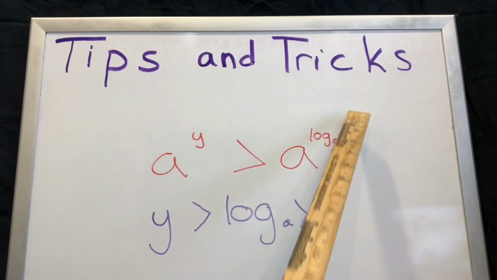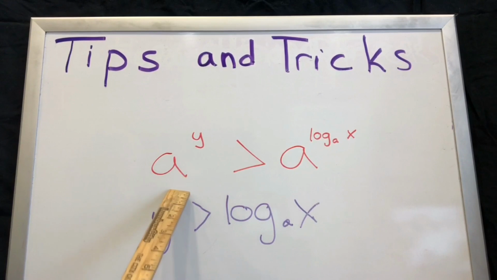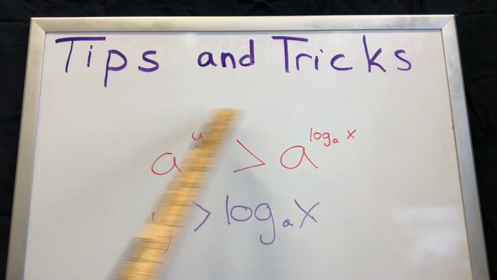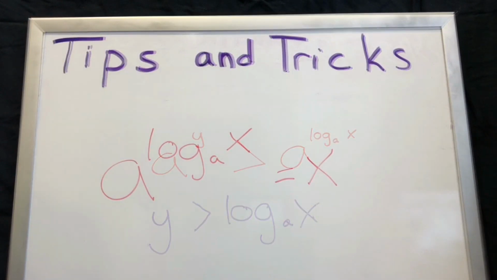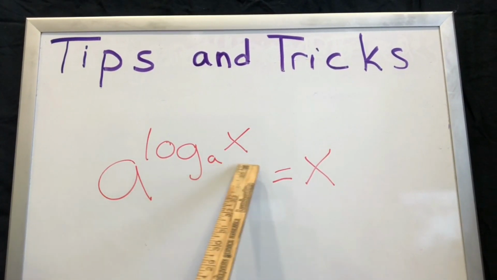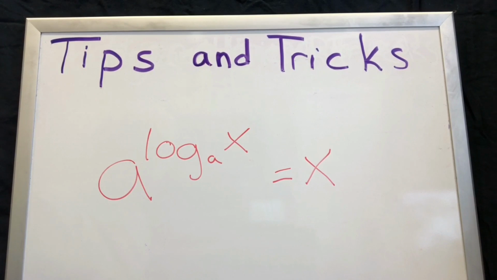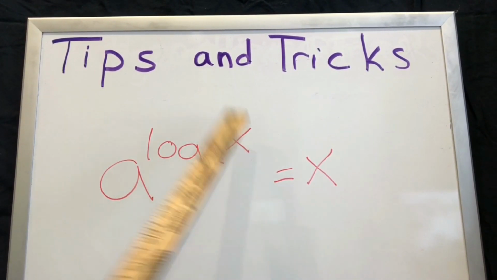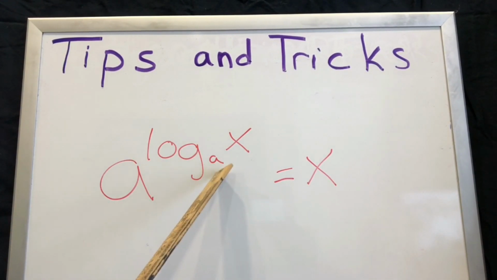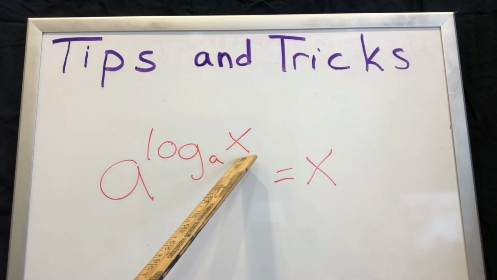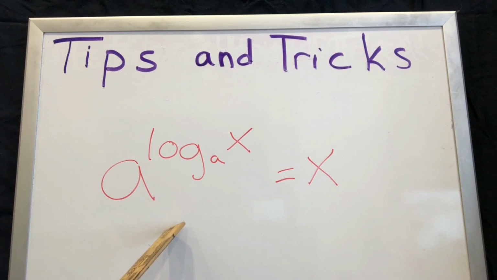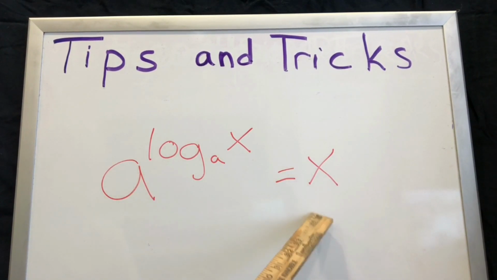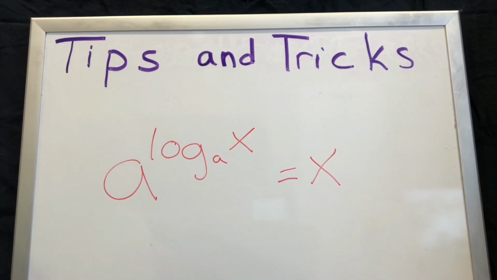If this side is greater than this side, and they have the same base, then that means the exponent on this side must be greater. So y is greater than log base a of x. You may be wondering how I knew that a to the log base a of x would equal x. Well, log base a of x, by definition, is the power you need to raise a to in order to get to x. So if we're raising a to the power we need to raise it to get to x, we're going to get x. I know that sounds like a lot of words, but in the end, it's a simple concept.